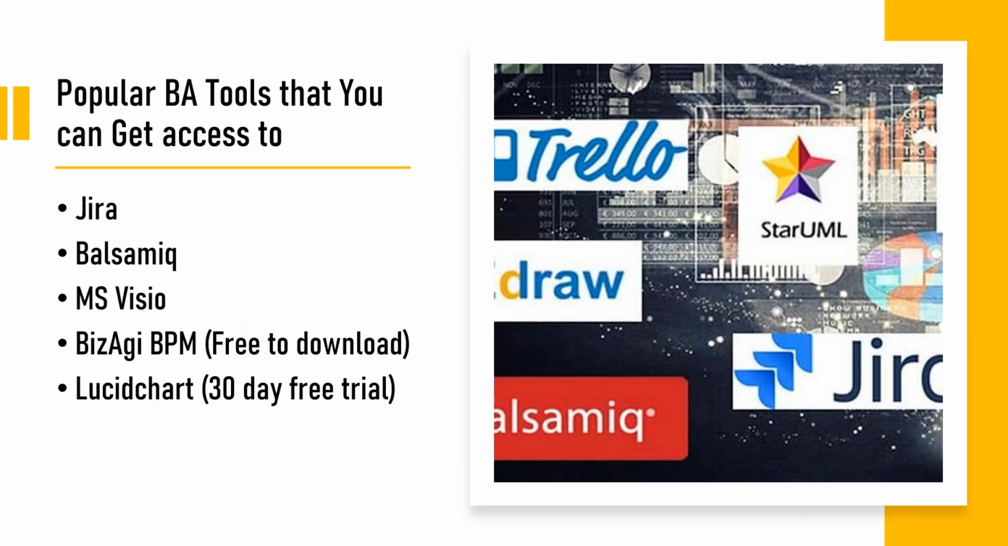And as part of our Inner Circle product, you will be able to get access to these tools like Jira, Balsamiq, MS Visio, Bizagi BPM. These are tools that you can get access to. And Bizagi BPM is actually free to download. So I would request all of you to download the tool, learn it. It's a pretty neat tool to learn business process modeling.